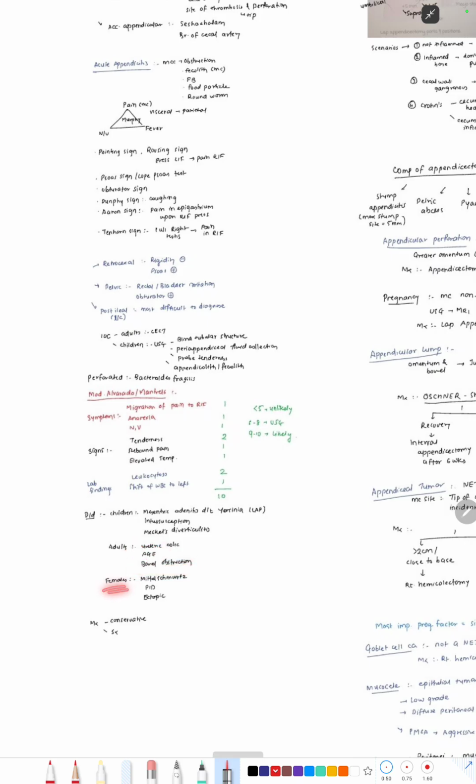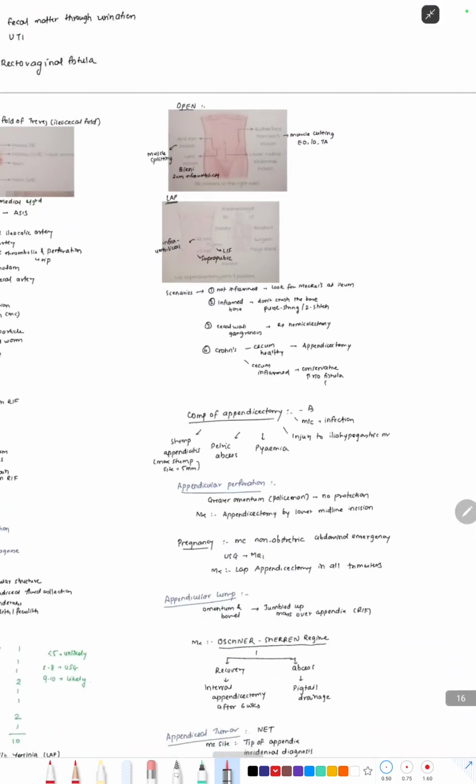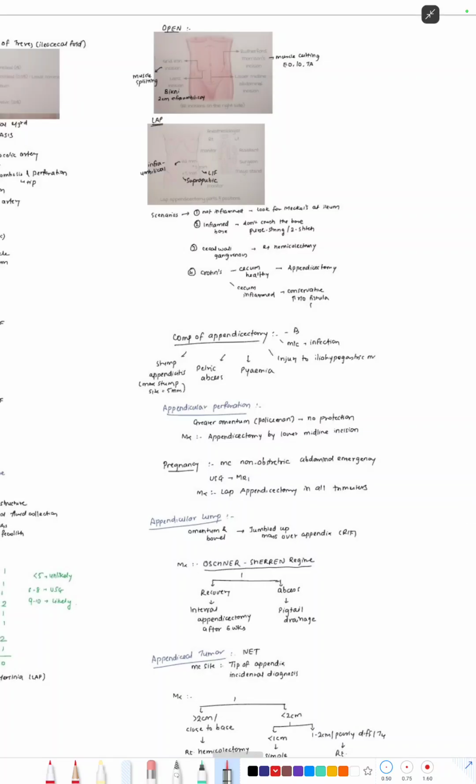In case of females, it is mittelschmerz, pelvic inflammatory disease, or an ectopic pregnancy. Management is either conservative or surgical. Talking about surgical management, there are 2 types: open appendicectomy and closed appendicectomy. In open appendicectomy, different incisions are made.